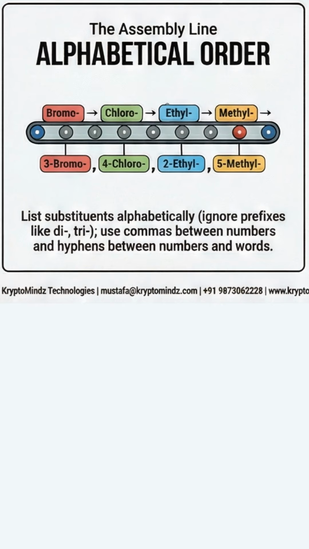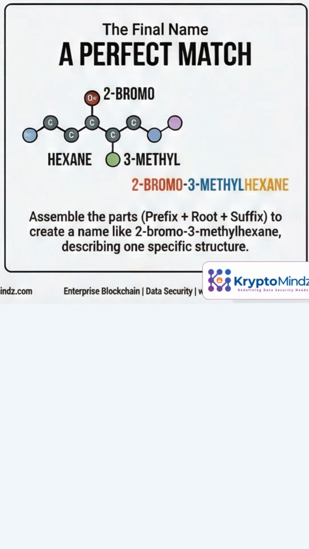Ignore multiplicative prefixes such as di-, tri-, or tetra- when alphabetizing. Use commas between numbers and hyphens between numbers and words, creating a clear sequence of locants and substituent names before the parent chain. A full IUPAC name combines prefix, root, and suffix.